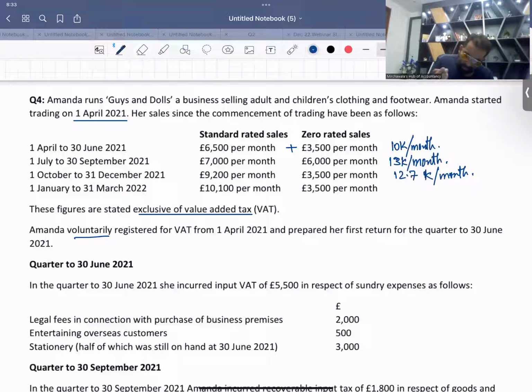Amanda voluntarily, yes, we can. Amanda voluntarily registered for VAT on 1st of April 2021 and prepared the first return for the quarter to 30th June 2021. Okay.